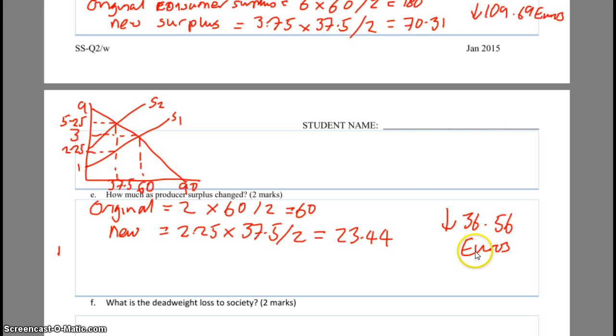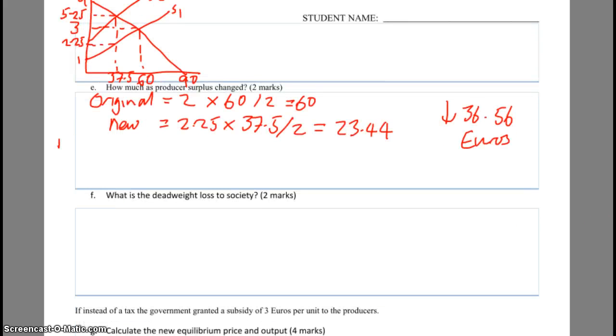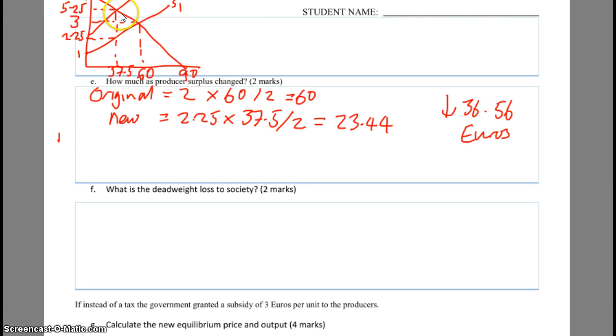euros. Okay, and then finally we need to work out the deadweight loss. So the deadweight loss is this triangle up here. Okay, and we simply, so the difference between 525 and 225 is 3. Okay, times by the difference between these two, so that is 20.